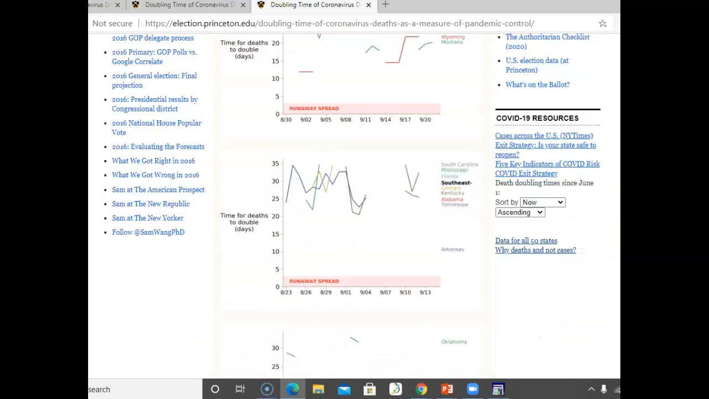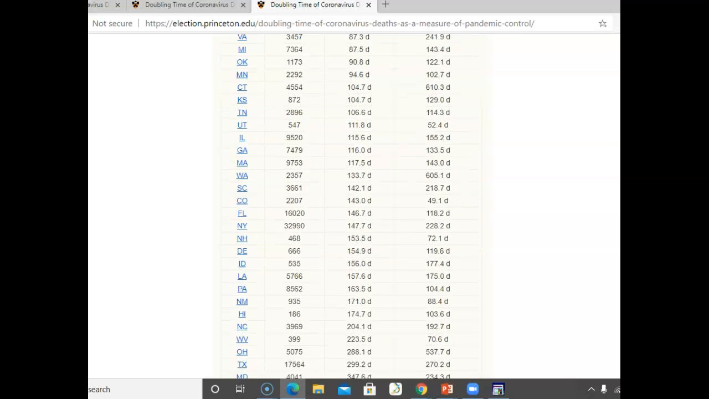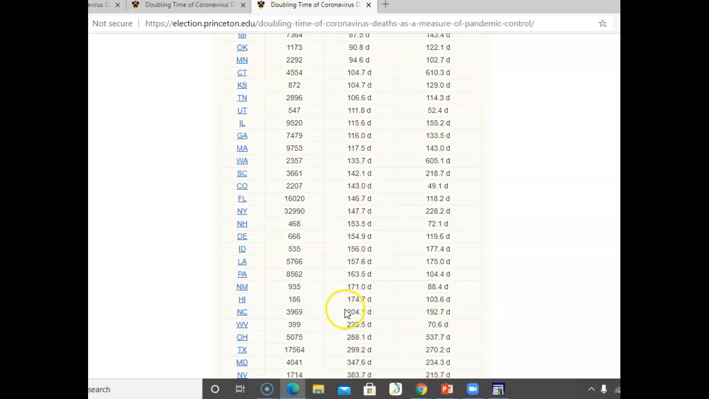So if you look at this chart here, in this column, we're going to be looking at what it's currently doing. In this last column, we're going to be looking at last week. So if we look down here at North Carolina, in our current week, our death total is going to double every 204 days. And as of last week, our doubling time was 192.7 days.